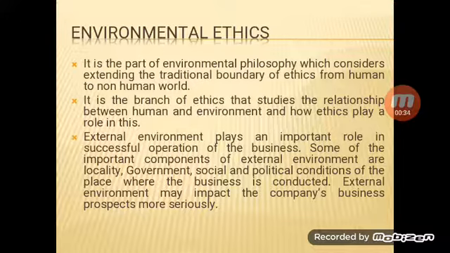In case of business, there are two environments. One is external, another one is internal. The external environment plays a major role in the company's business prospects.